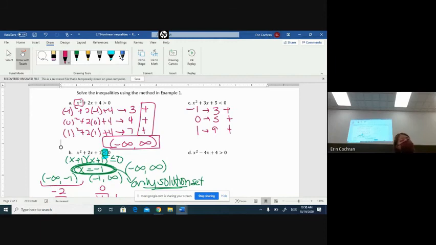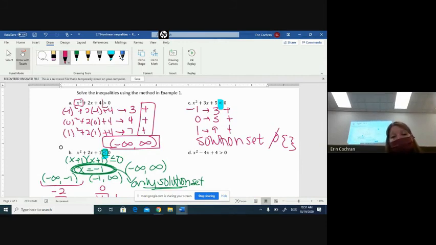What's my inequality sign again? Less than. Are any of those numbers, when I plug in, less than 0? No. So do we have a solution in this one? No. So my solution set is actually the empty set. There's no solution whatsoever. So do the signs matter? Yes, they do. The signs matter. And because all of these were greater than 0, that's why it was from -infinity to positive infinity. Okay.